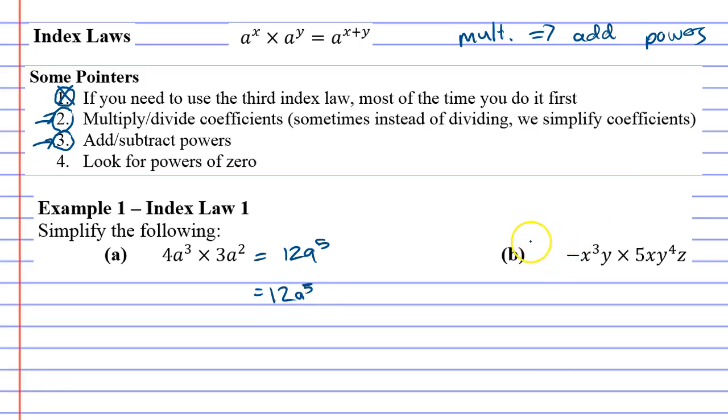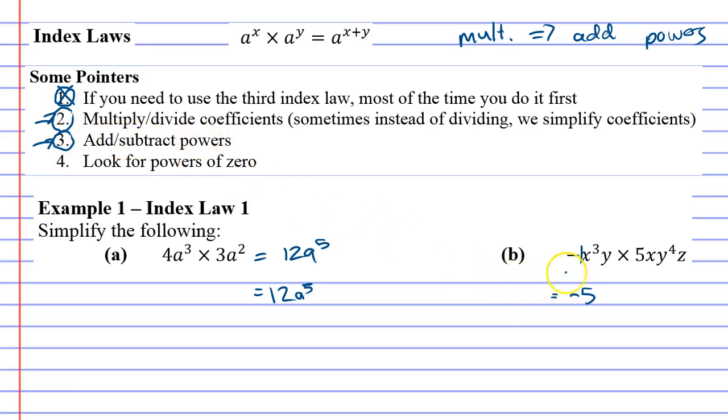Let's move on to question B. Step 2 says to multiply coefficients first. Now, this has a coefficient of 5, and over this side we have a coefficient with just a minus. That actually means negative 1, because whenever there's no number, there's a 1. Now, negative 1 times 5 is negative 5. That's step 2 done. Step 3 wants us to add powers.